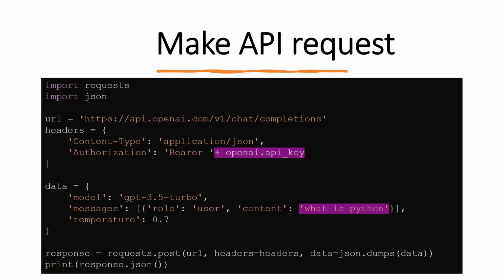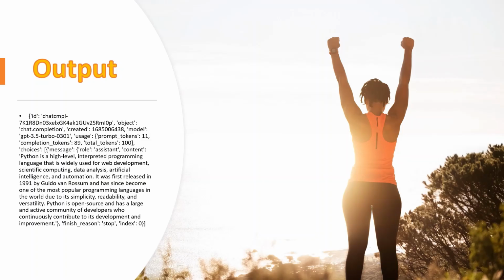Let's take our Python code and make the necessary changes. Remember to replace your API key with the actual API key that you obtained from the OpenAI platform, and also feel free to customize the data dictionary to include additional parameters. Here we have modified the prompt according to our need, which is what is Python. When we run the code, we get our first response through the API.